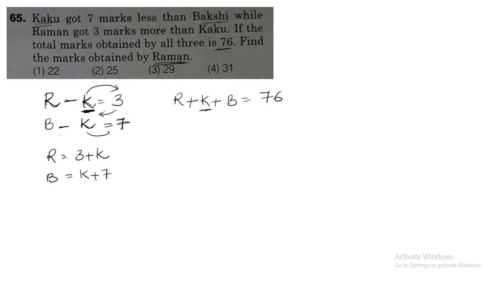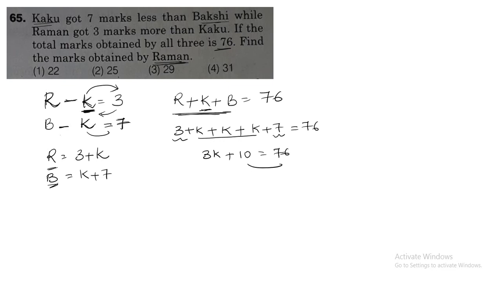Now substituting the values of Raman's and Bakshi's marks in this particular equation, what am I going to have? R can be written as 3 plus k, plus Kaku's marks k, plus Bakshi's marks k plus 7, which is equal to 76. So k plus k plus k is 3k, plus 3 plus 7 is 10, which is equal to 76. When I transpose this plus 10, it becomes minus 10. So 76 minus 10 gives me 66.